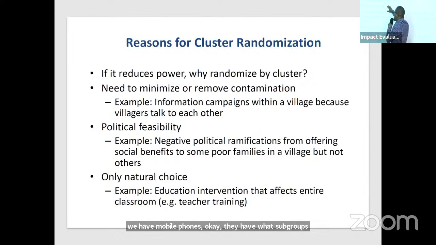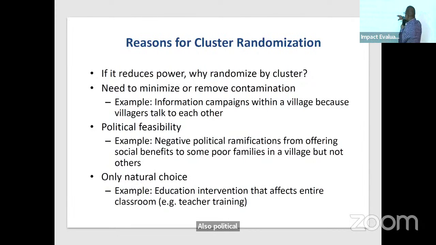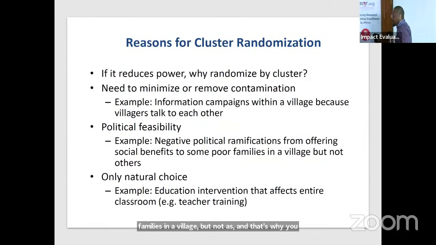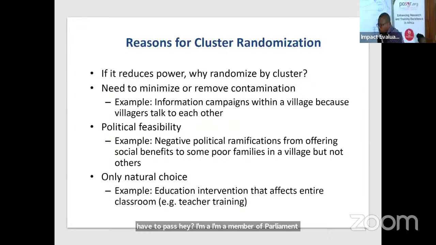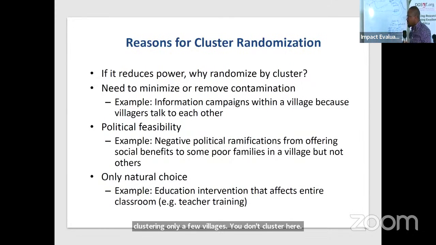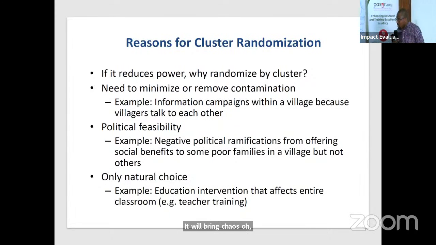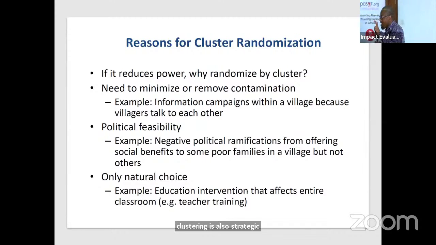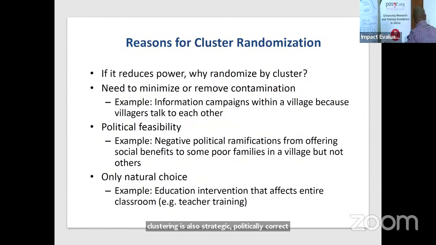Also, political feasibility. Example, negative political ramifications from offering social benefit to some poor families in a village, but not others. And that's why you have to cluster. Okay? I'm a member of parliament here, and you're clustering only a few villages, you don't cluster here. It will bring chaos. Are we together? So clustering is also a strategic, politically correct way of avoiding disaster.